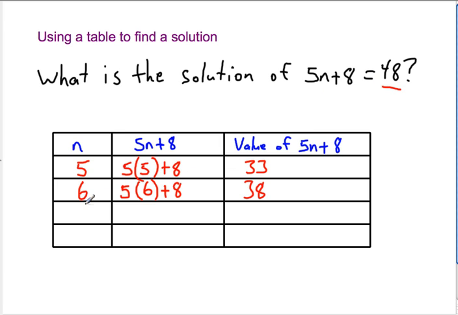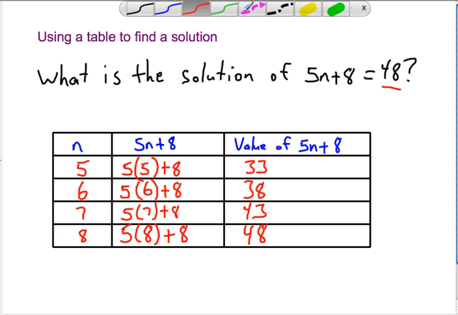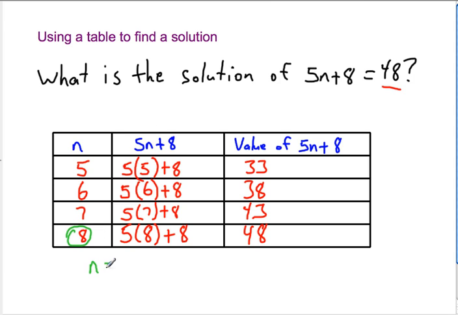So we can try 7. 7 is bigger, so 5 times 7 plus 8, and that's going to get us to 43, which is still too small. And then so we'll try 8. 5 times 8 plus 8, so that's 48. And so now we know that that was our answer. N equals 8 is the solution. So n equals 8.